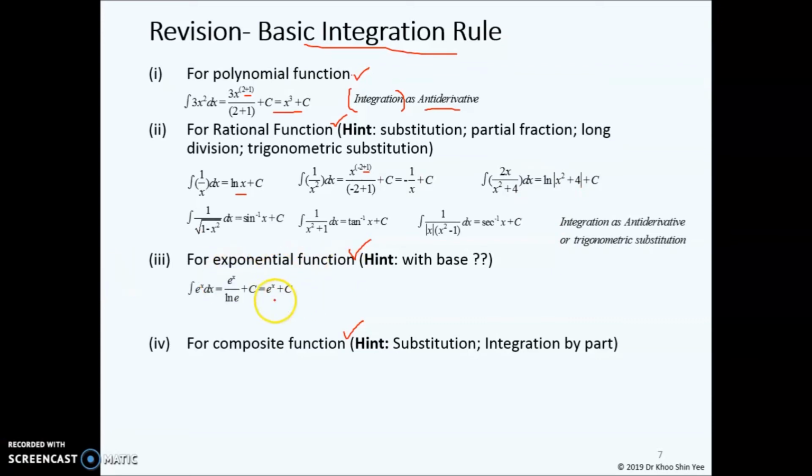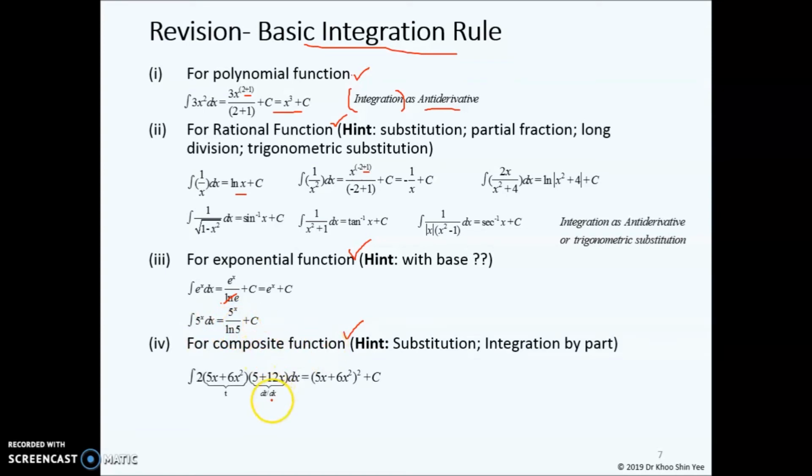So for exponential function, if you integrate the exponential x, in general it should be divided by the ln base. So in this case, ln e can be cancelled because it's 1. So you get this answer. So for any exponential function, the base, okay, you should be divided.